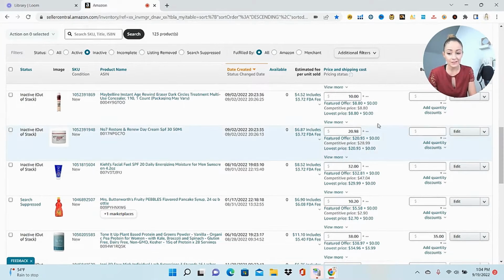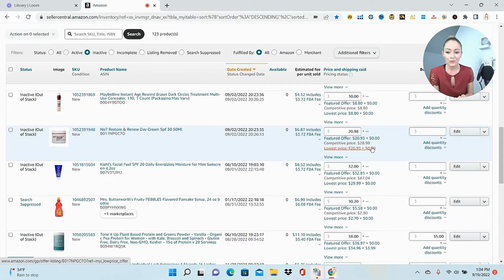But here I can see that this No. 7 day cream, I had it listed for $20.98 and the price is still right around that same exact point. So this is a product that I've already done research on. I know that it sells well. I had it in stock and went out of stock, and the buy box is steady. So this is definitely right here, number 1 replen opportunity.